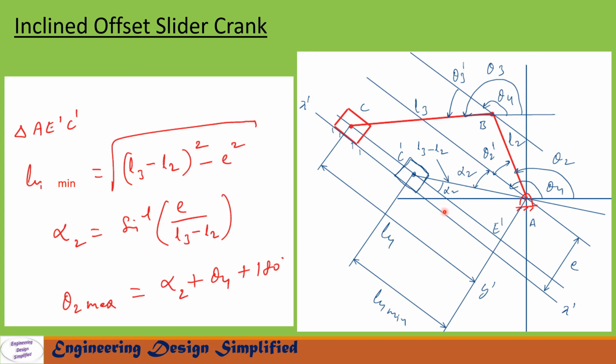So now from this right angle triangle C prime E prime A, we can write L4 minimum equal to square root of (L3 minus L2) square minus E square. So alpha 2 can be found as alpha 2 equal to sine inverse of E by (L3 minus L2). So at this position, theta 2 max, the maximum position of the crank, is when the slider position is minimum. So we can write theta 2 max is theta 4 plus alpha 2 plus 180 degrees. So written here, theta 2 max equal to alpha 2 plus theta 4 plus 180 degrees.